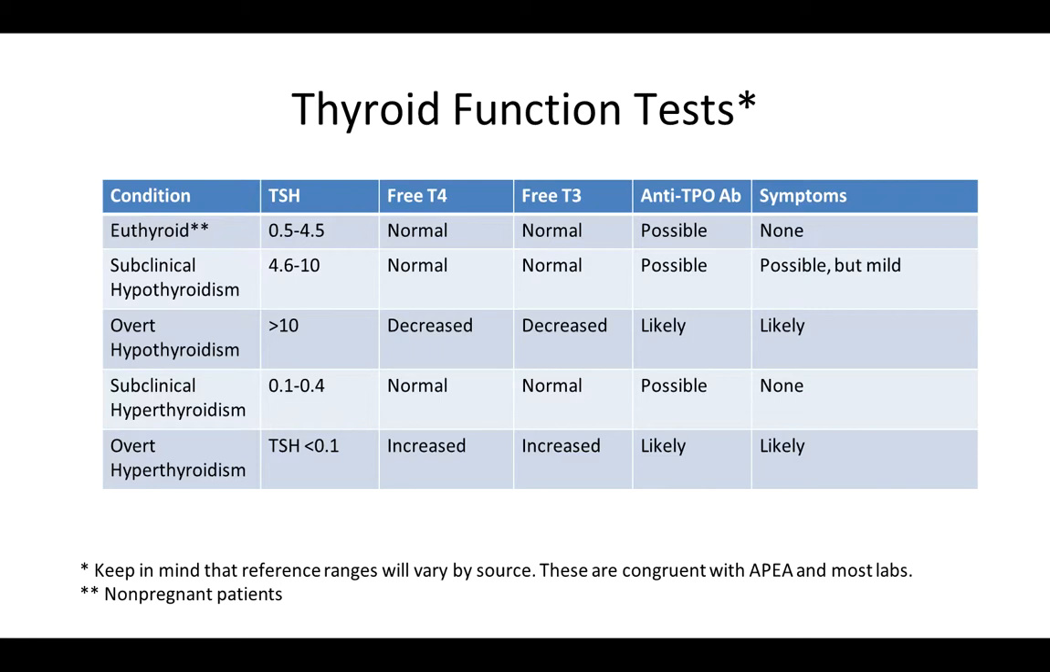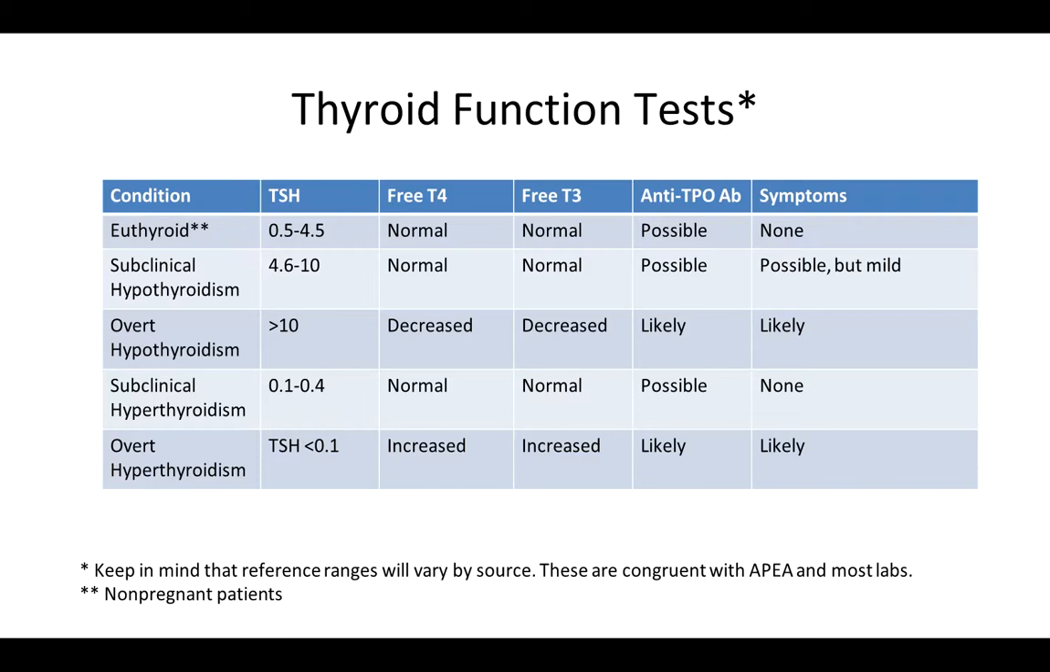Overt hypothyroidism is any time the TSH is over 10. So their thyroid hormone levels will likely be low. Their free T3 may actually be pretty normal at this point, and it will not get low until there's significant disease. It is common for there to be antibodies to the thyroid, and it's common for there to be symptoms. The most typical cause of overt hypothyroidism is Hashimoto thyroiditis, and Hashimoto's is an autoimmune disorder, so it's likely that there will be antibodies.